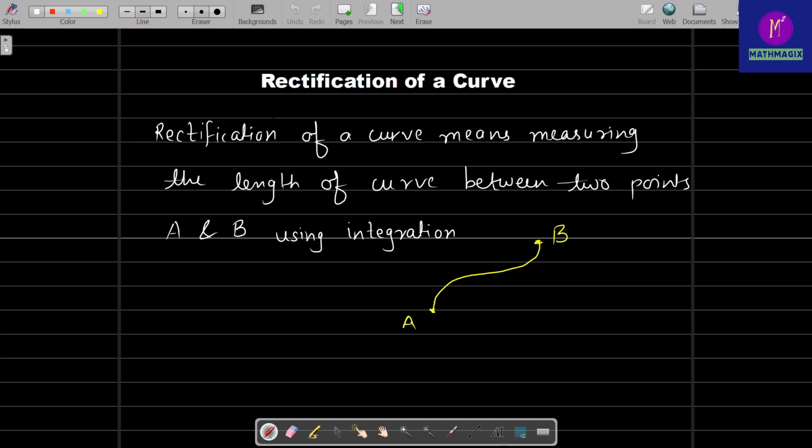Everyone, in this video we'll learn about rectification of a curve. Rectification of a curve means measuring the length of a curve between 2 points using integration. So this is a curve and these are the end points of the curve, A and B, and we are going to find out the length of this curve from A to B.